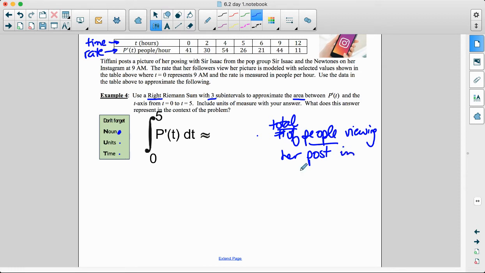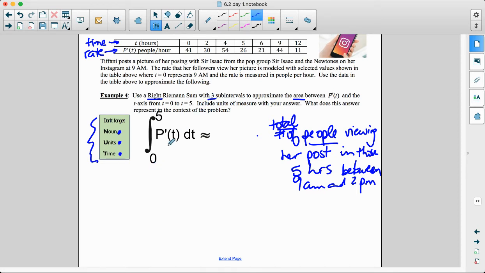In those 5 hours, between 9 and 2. So say what it is, what the units are, and what time interval is being discussed here. So always include all 3 of those. That includes the number of the answer. All right, let's find the answer now.